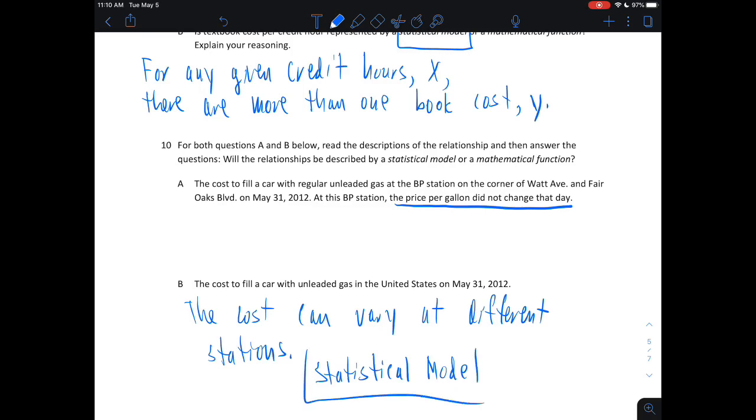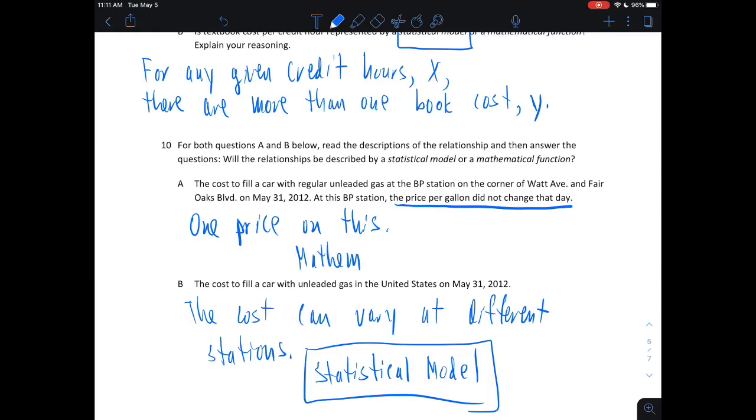Whereas in Part A, the price per gallon did not change at that one gas station on that particular day. So there's only one price on this day. So for any given amount of gas, you're only going to pay the same price. So if you come in and buy 5 gallons and your friend comes in and buys 5 gallons at that one gas station on that one day, you're both going to pay the same price. So this is a mathematical function in Part A.